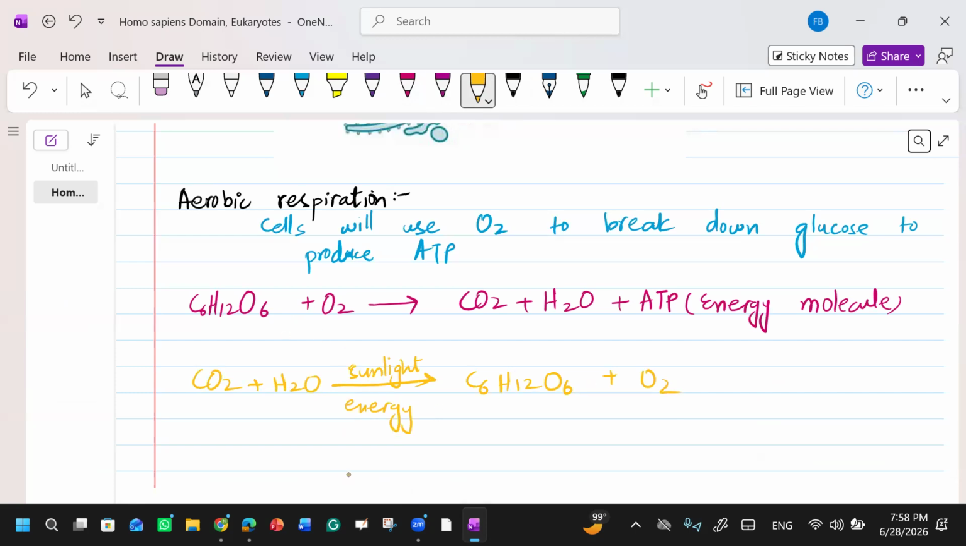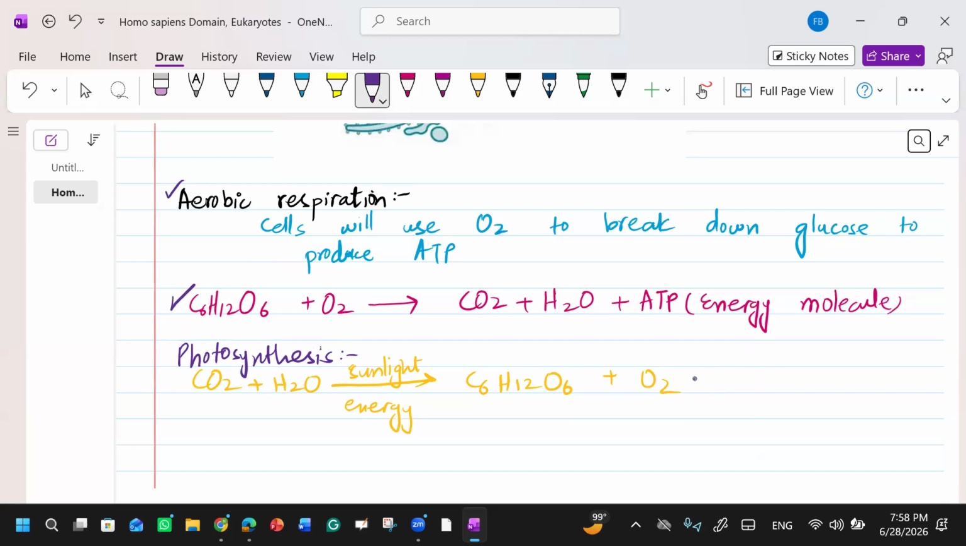If you see these two reactions, aren't they exactly opposite from each other? Yeah, they are. So this first one is known as aerobic respiration. Okay, this is happening in our body.